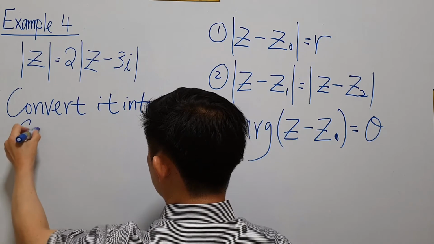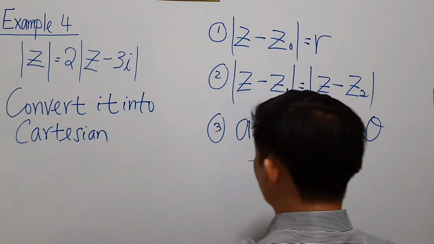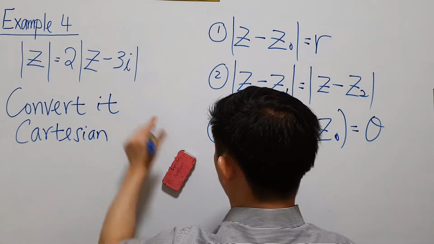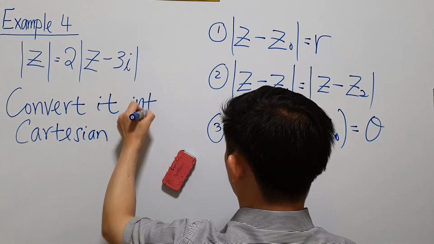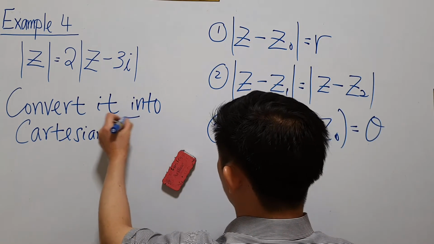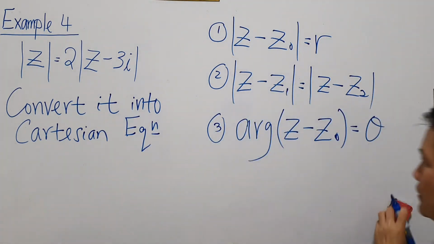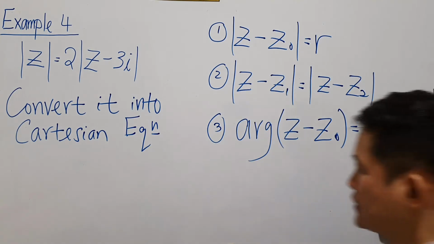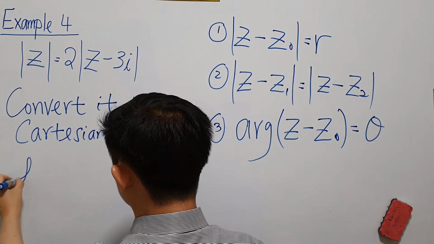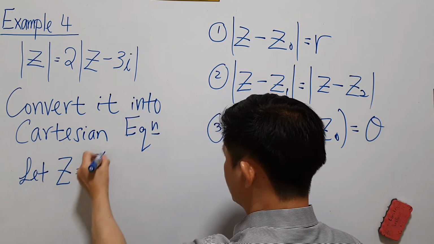a Cartesian equation. So if you see an equation that is a bit unfamiliar, in that it doesn't look like anything of the standard types that you know of, you can do what is called conversion into the Cartesian equation. Alright, how do you convert a complex number equation into a Cartesian equation? The way to do it is by first letting z be equal to x plus iy.